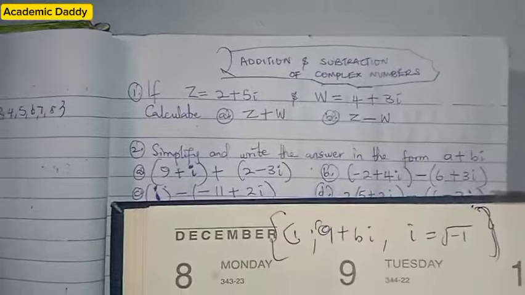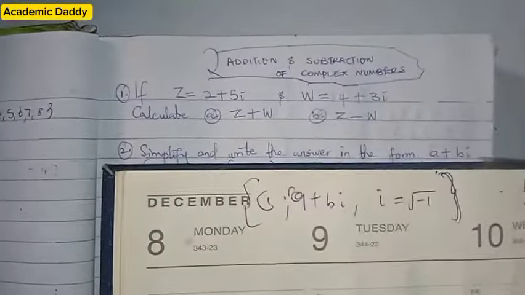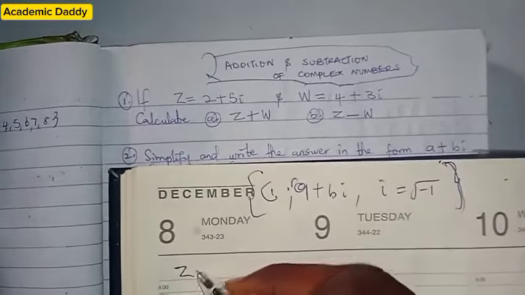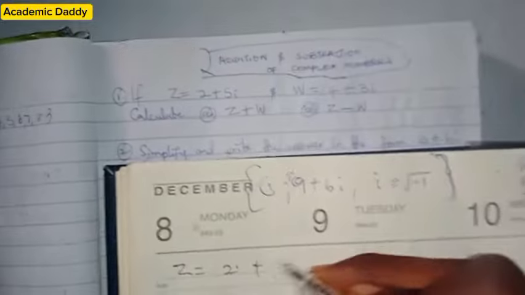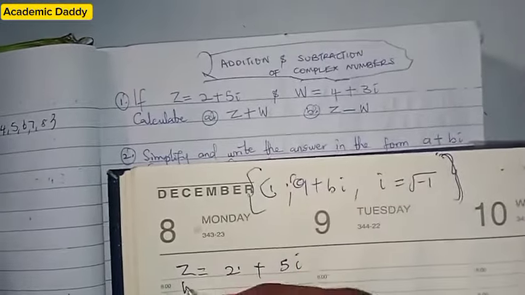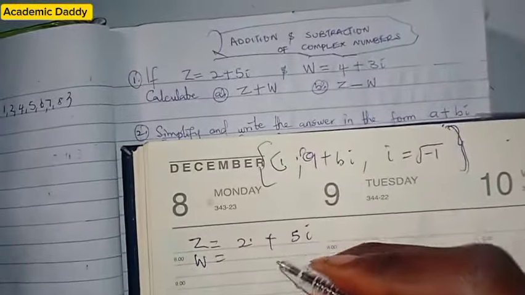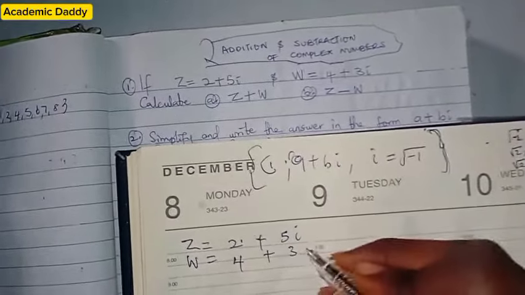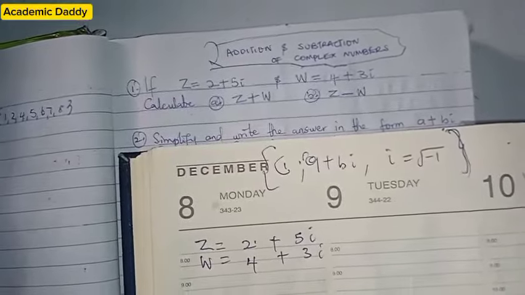This is not the video for the explanation of complex numbers, this is for calculation. We've already done the explanation of everything about complex numbers in the first video, so check that one out. So they said if z equals 2 plus 5i and w is equal to 4 plus 3i, we should add and subtract.